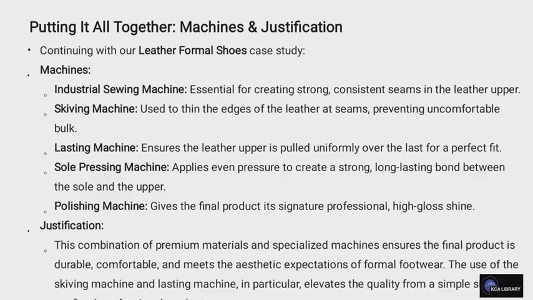Looking at the machine aspects, continuing with the leather formal shoe case study. When using machines, we talk about industrial sewing machines, which are essential for creating strong, consistent seams in the leather upper. The skiving machine is used to thin the edge of the leather at the seam, preventing uncomfortable bulk. We have the lasting machine, which ensures the leather upper is pulled uniformly over the last for a perfect fit.